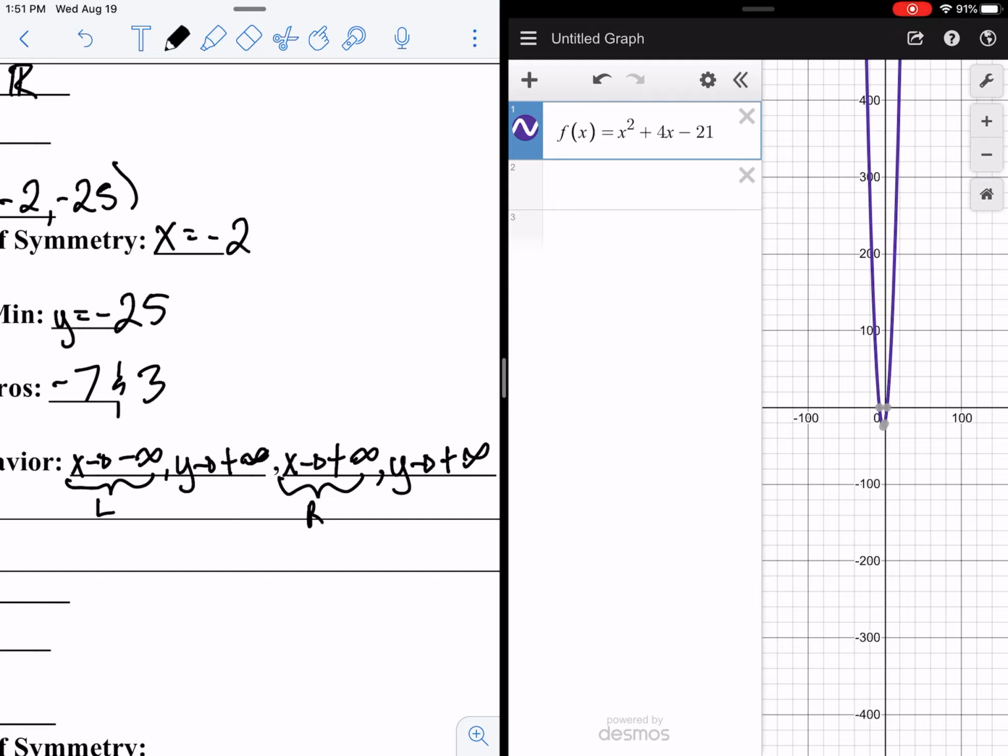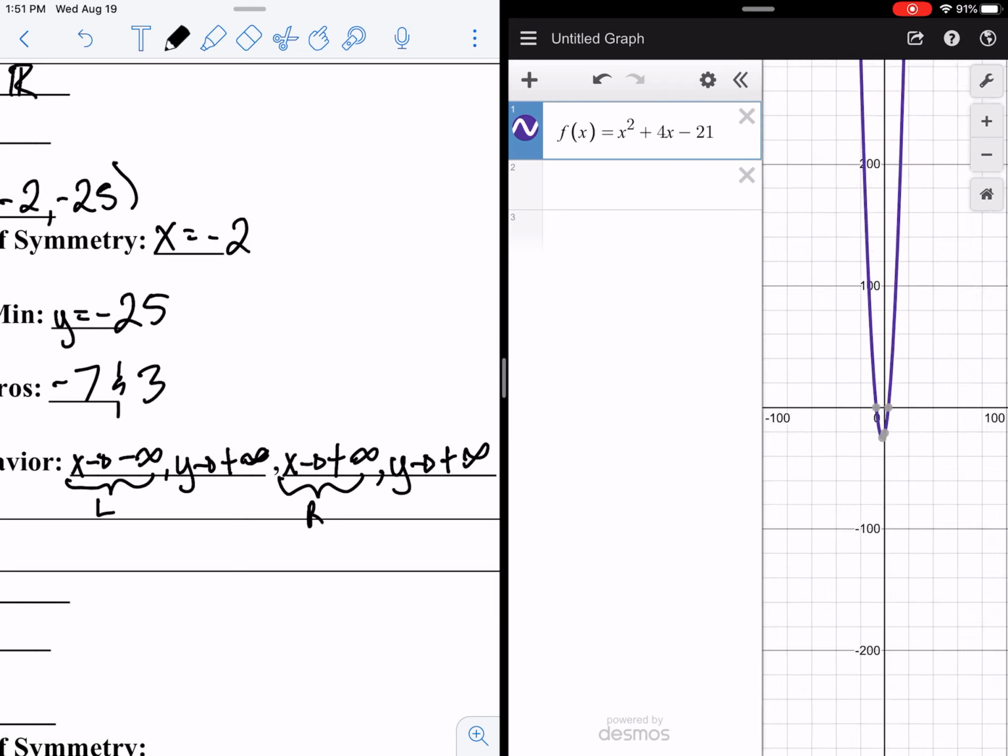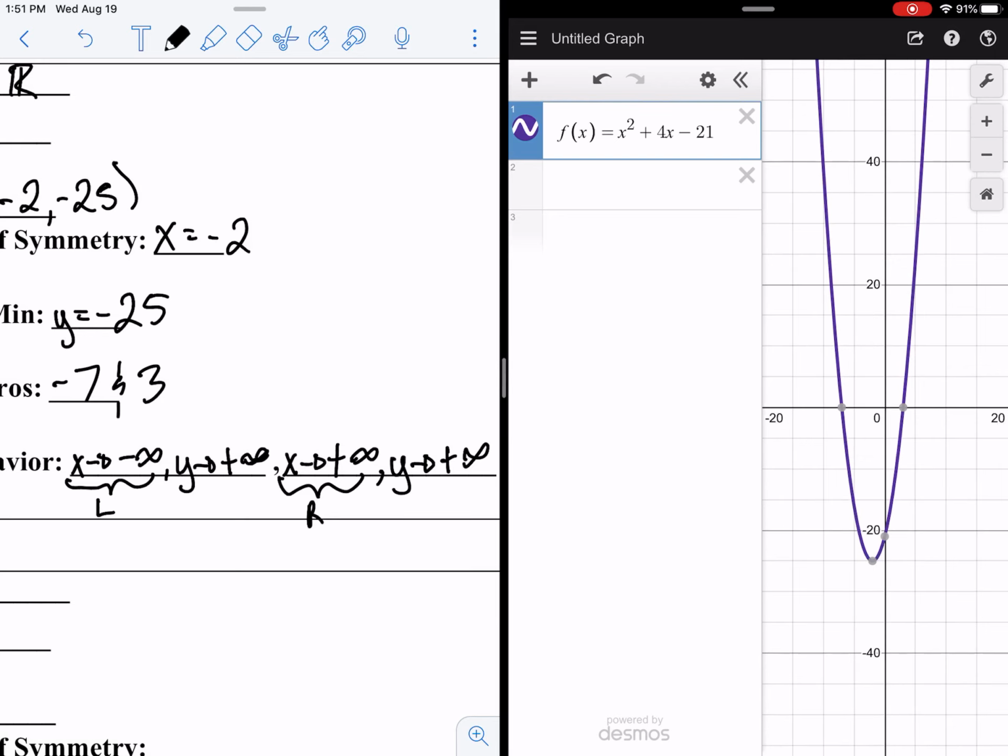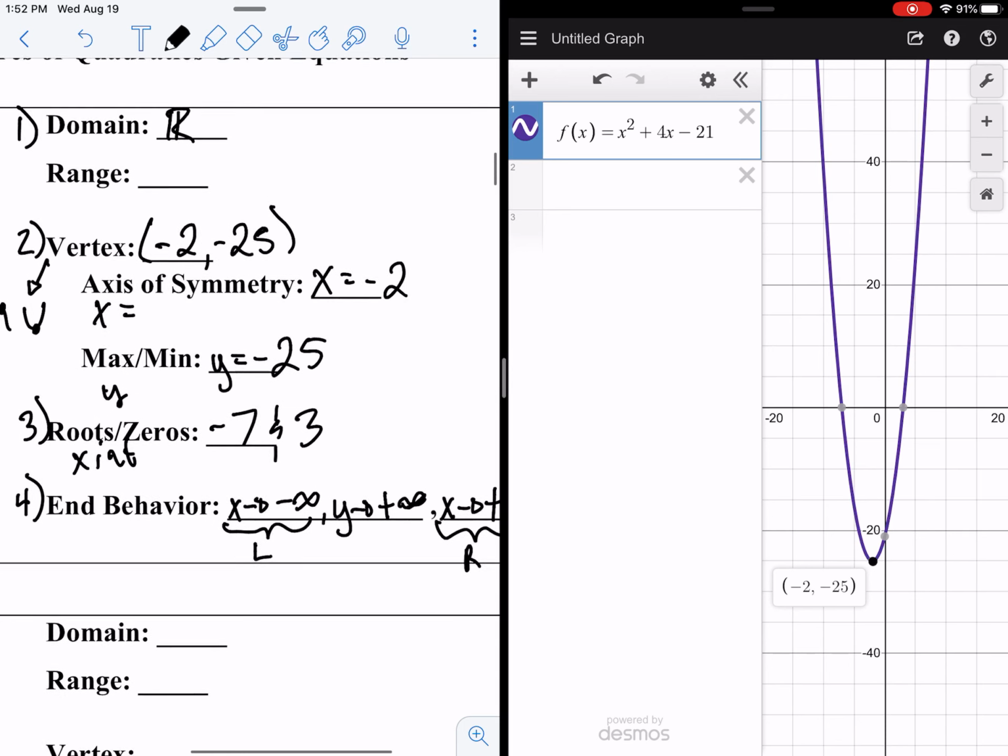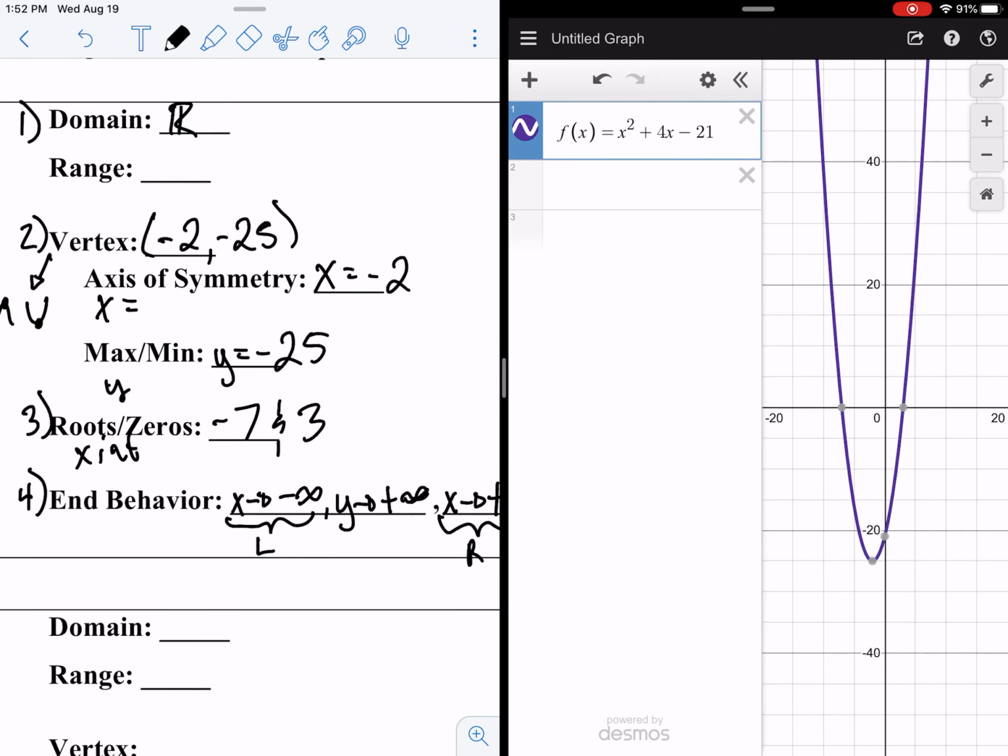Now the only thing that's left for me to do is my range. And again, for a range, you want to pick the value that the graph starts with. Another little tip is that the range will always be a part of your vertex. Min is the smallest value. Well, your smallest is your starting, so negative 25. And then it goes to your end behavior value, positive infinity.